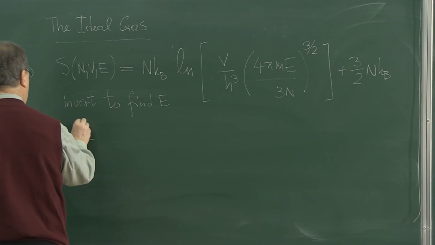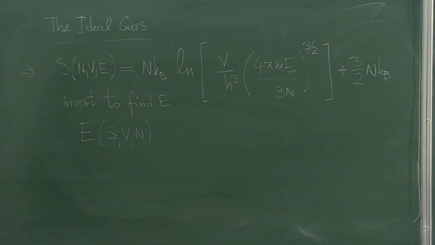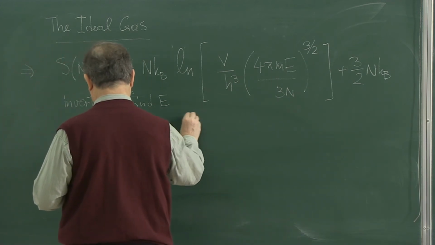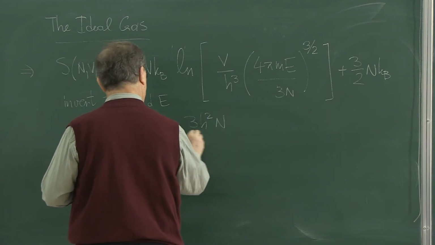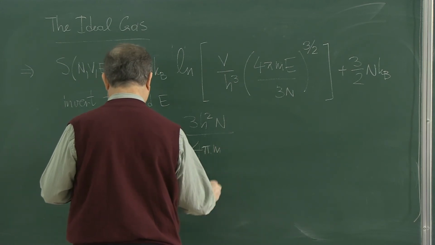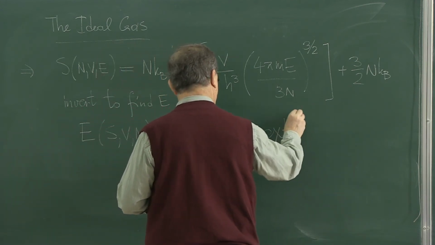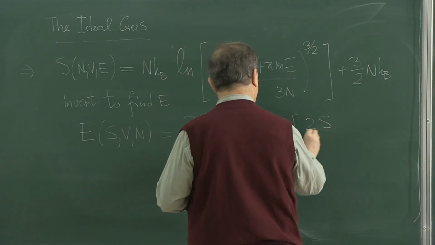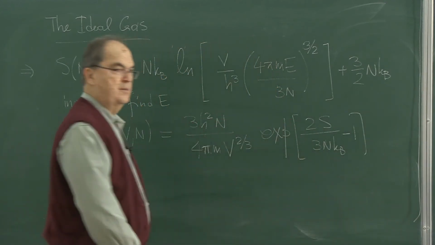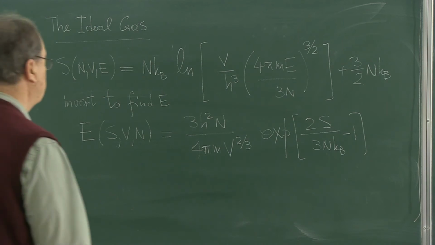If you exponentiate this, you get energy as a function of entropy, volume and number of particles: 3h squared N over 4 pi m, times V to the power minus 2/3, times exponential of 2S divided by 3N k_B minus 1. That leaves the logarithm alone, so you can exponentiate.